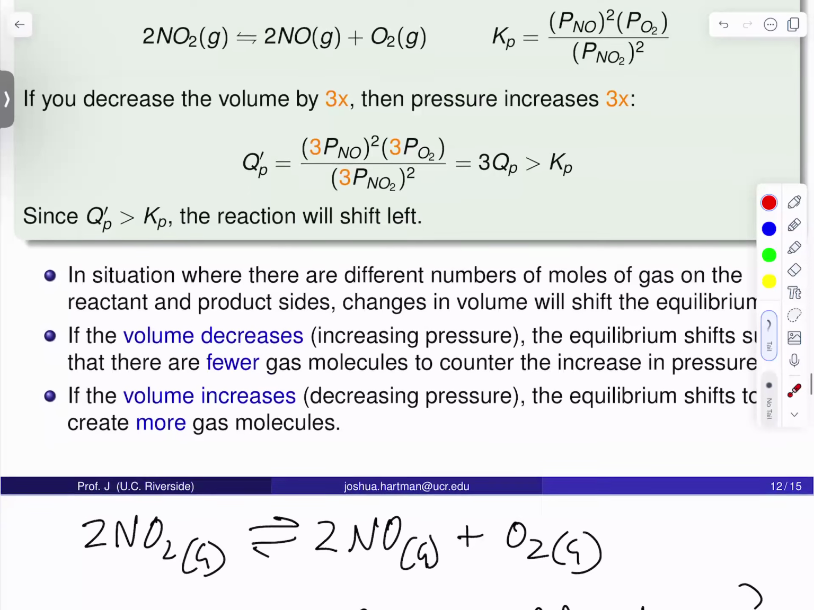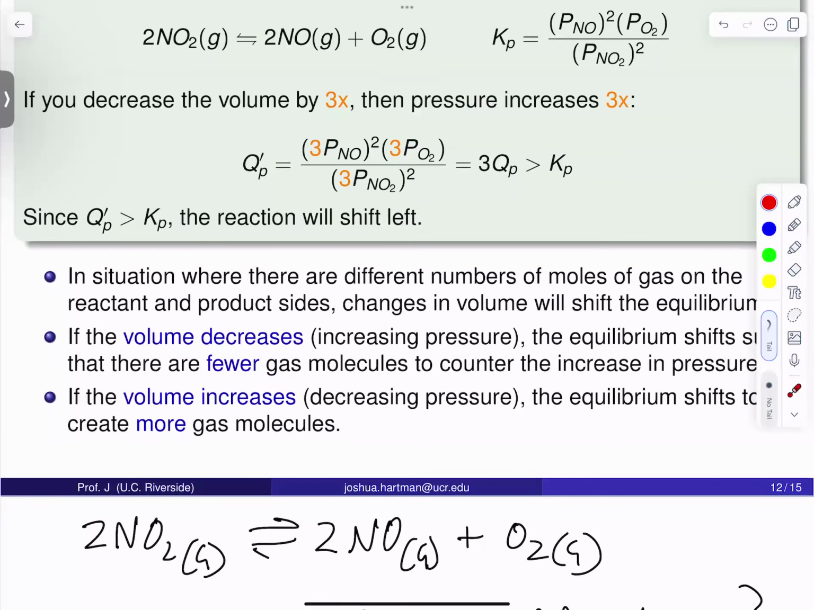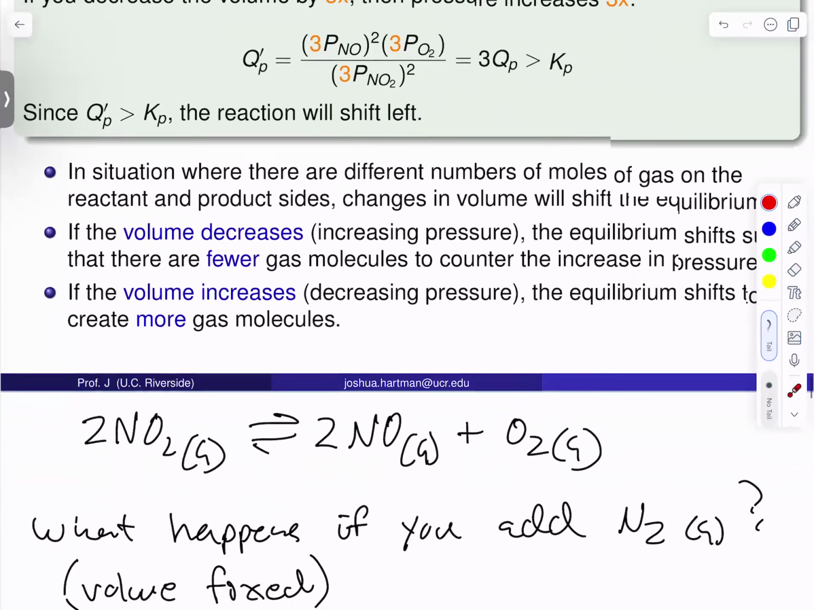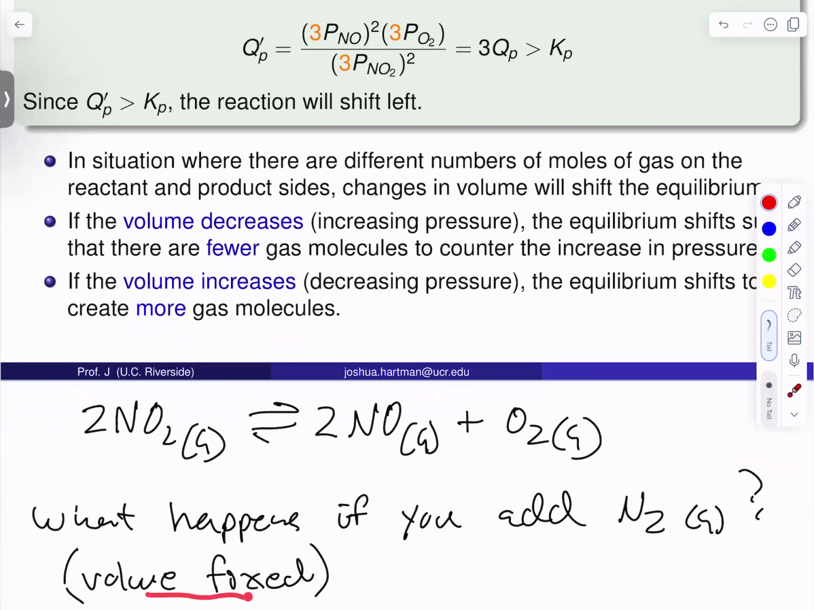Now, there's one more important point I want to make here. And I want to use the example that we have on this same slide here. And let's write it out again. I want you to consider a situation where you start off with that reaction. But now, rather than changing the volume, I want to keep the volume fixed and consider what's going to happen if you add some quantity of an inert gas. So fixed volume, but I'm adding more inert gas to this reaction flask. And so once again, I want you to think about, we are going to be increasing the pressure inside that chamber, but we're not changing the volume.